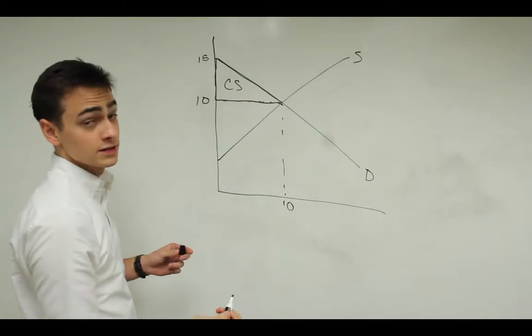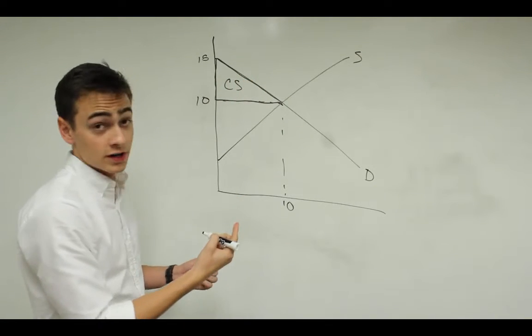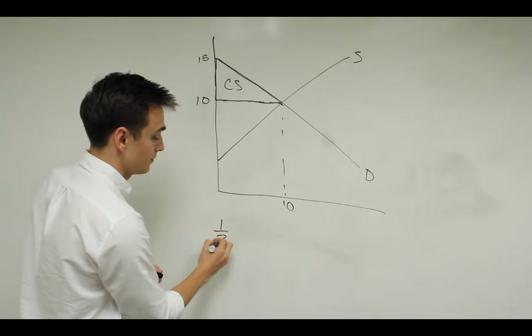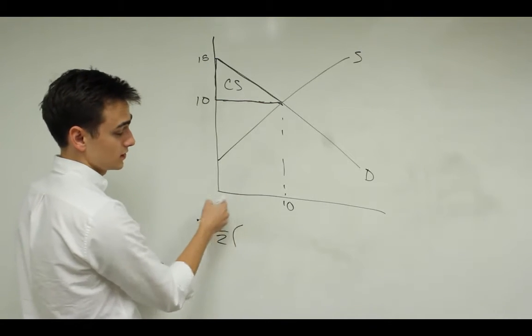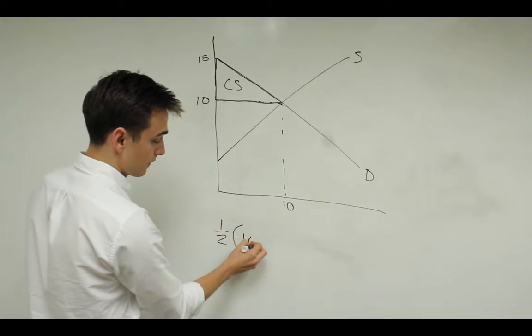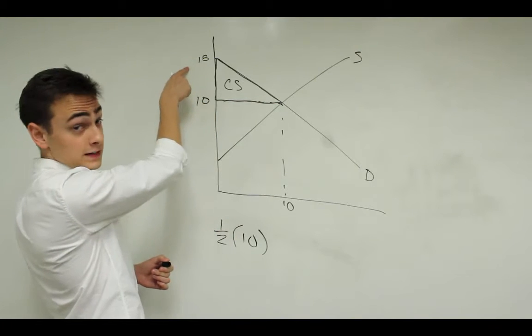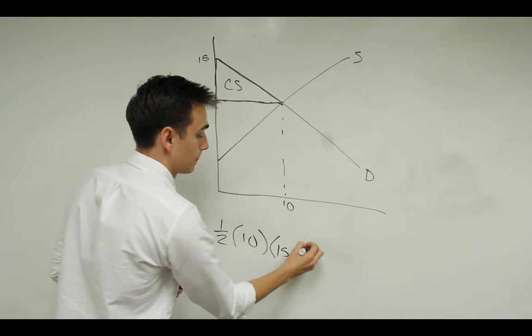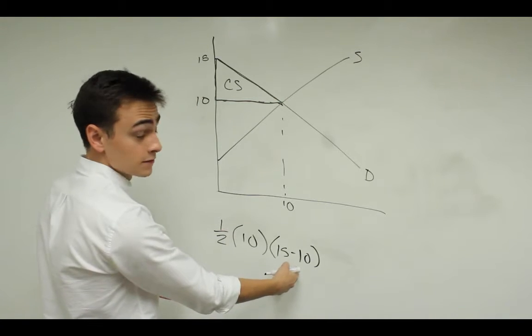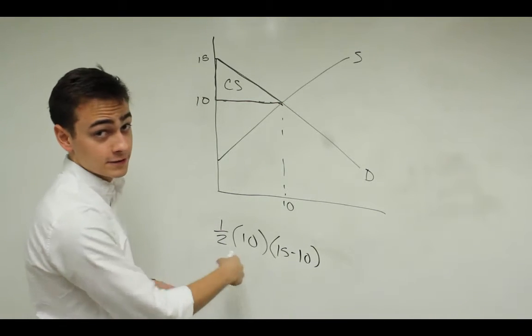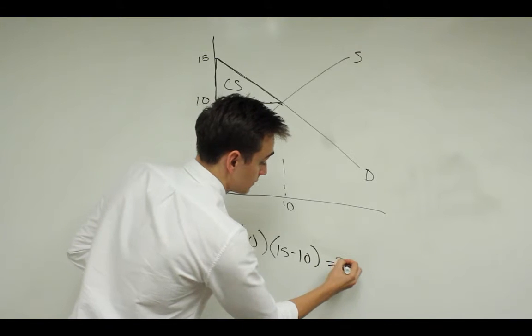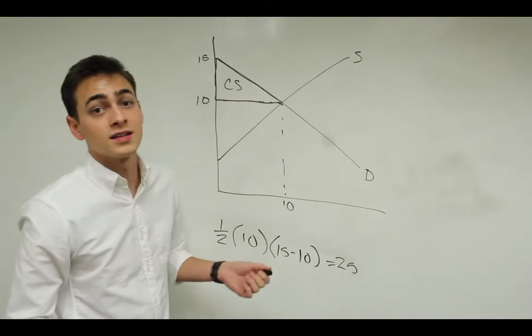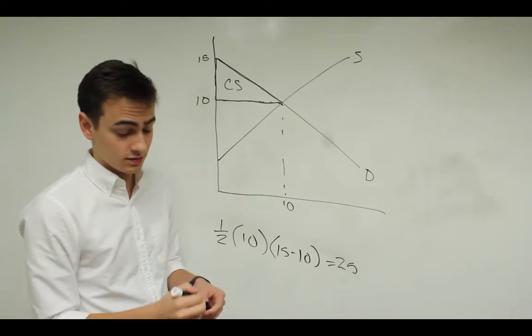So we want to find the area of this triangle. That's consumer surplus. So how we're going to find the area of this triangle is 1/2 times the base, which is 10, times the height, which is 15 minus 10. So this is 5, so 5 times 10 times 1/2, just like we did before, is 25. So that's like an econ example of using the area of triangles.